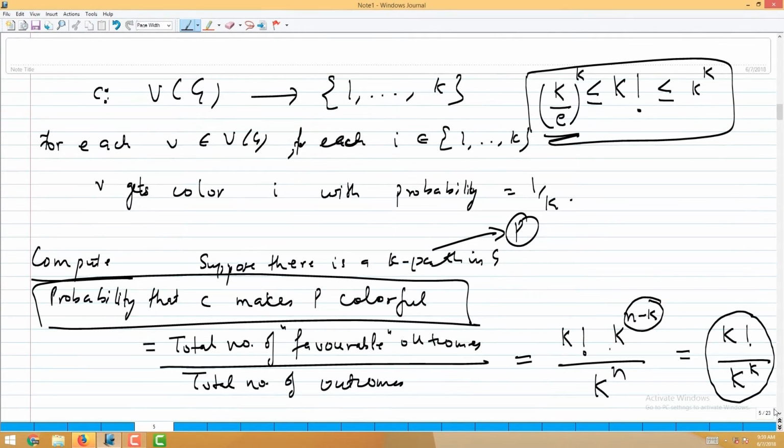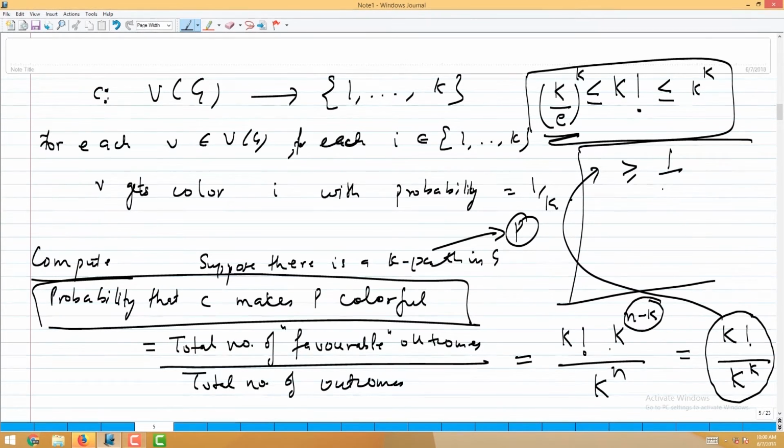So if I use this lower bound, can I lower bound the probability that I've got? Let me just write it here. So this will be at least 1 by e power k, right, this probability. So what have we proved? That if I take a coloring uniformly at random, then this is a good coloring for me with probability at least 1 by e power k, okay.